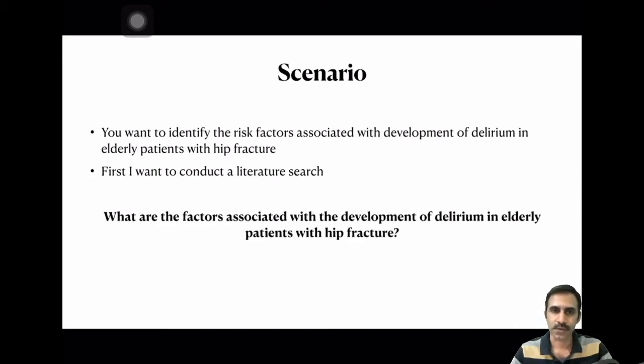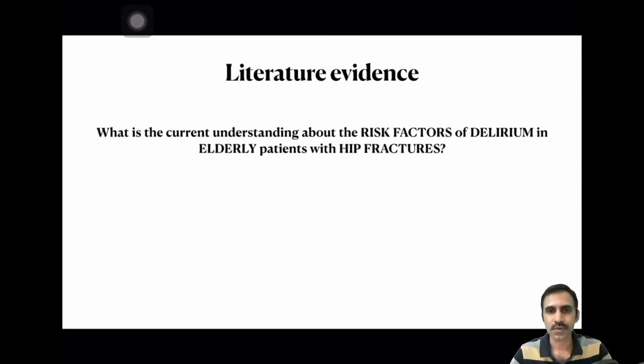This is our scenario. You want to identify the predictors associated with the development of delirium in elderly patients with hip fracture. First, we want to conduct a literature search. Your aim is to find out the current understanding about the predictors or the risk factors of delirium in elderly patients with hip fracture.